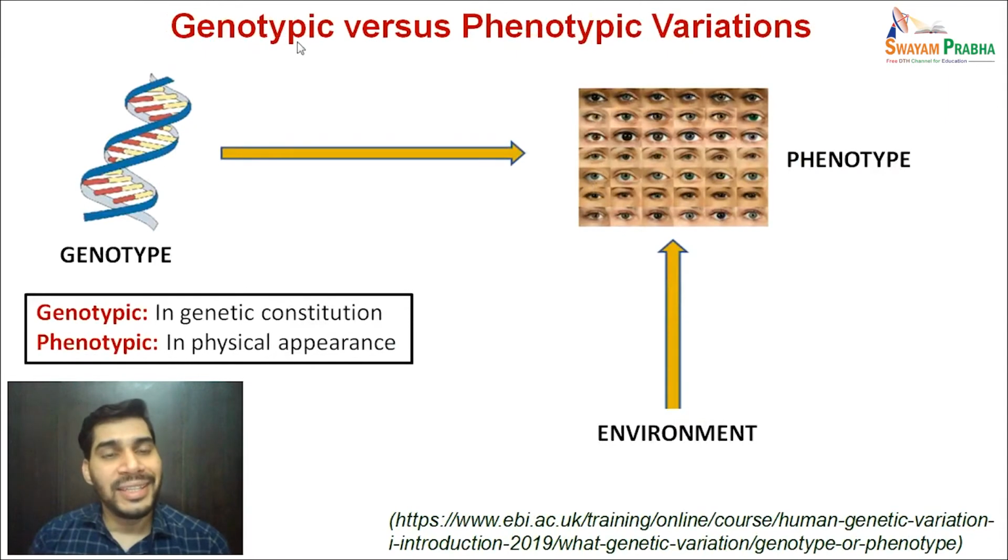Then there is a difference between genotypic versus phenotypic variations. When we say genotypic variations, that means we are talking about the variations which do exist in terms of genetic constitution. Whereas whenever we talk about phenotypic variations, there can be two factors which are playing a role. One is the genotype, which is controlling that phenotype, and there is an additional factor called environment here, which can also control the phenotypic appearance of that character.